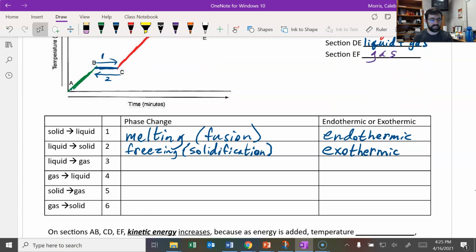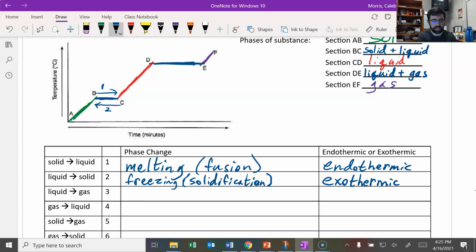All right, liquid to gas. So that would be up here. That's called boiling. Boiling or evaporating.